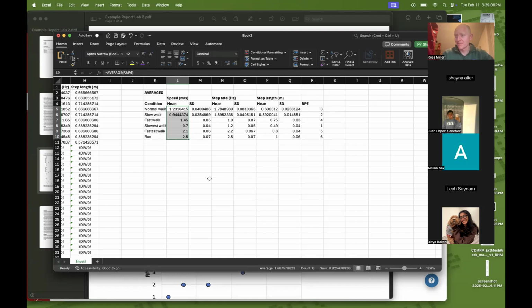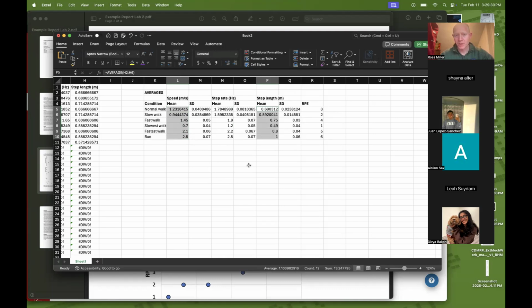This might be slightly different if you're doing it on Windows, but I'm going to hold down the Command key on my keyboard, and then I'm going to highlight the data that I want to put on the y-axis. Sorry, so let's highlight speed. I want that on the x-axis. And then on the y-axis for this plot, I want step length.